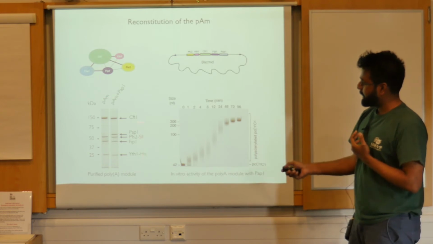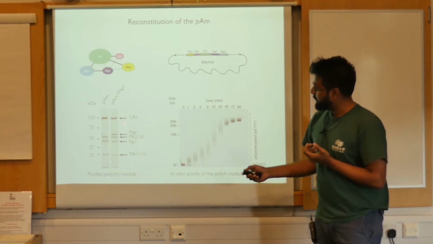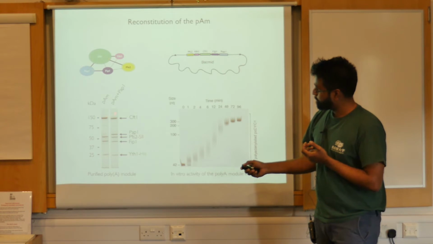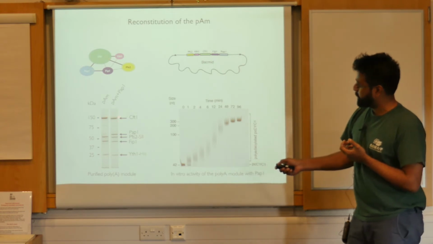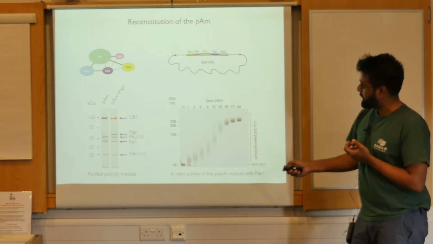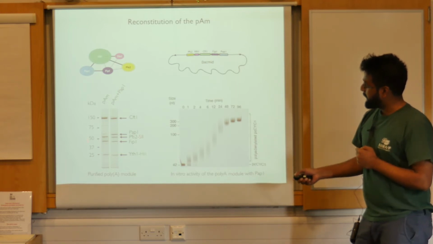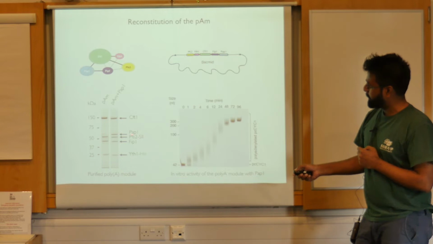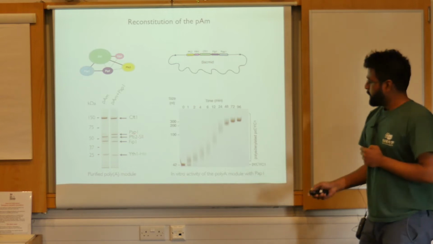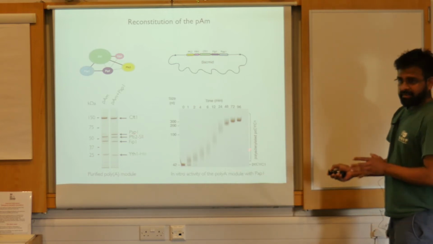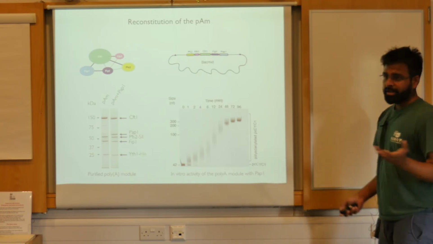So this is again an SDS page, and the polymerase module has 5 proteins. You can see 5 bands here corresponding to each of the subunits. I was also able to make a protein that does not have the polymerase PAP1. So I'm going to spend a few minutes explaining this gel to you. This is a polyacrylamide gel.